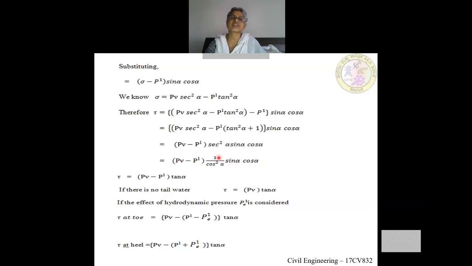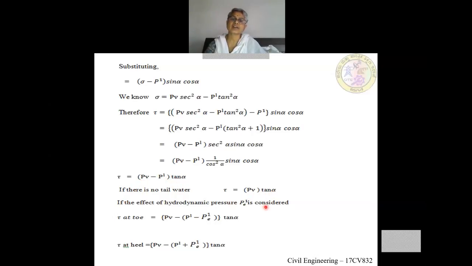Secant square alpha is written as 1 over cos square alpha. Cos alpha gets cancelled. Sine alpha divided by cos alpha will be tan alpha. So it is PV minus P dash tan alpha. If there is no tail water, that is P dash is 0, so it is PV tan alpha. Tau is equal to PV tan alpha.